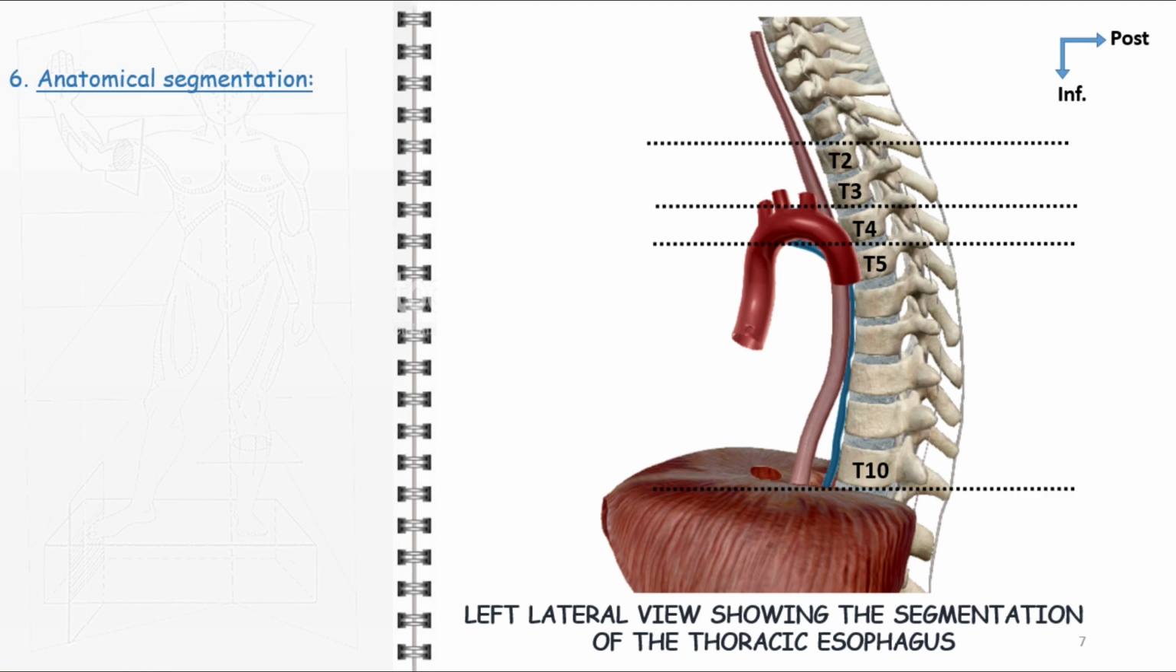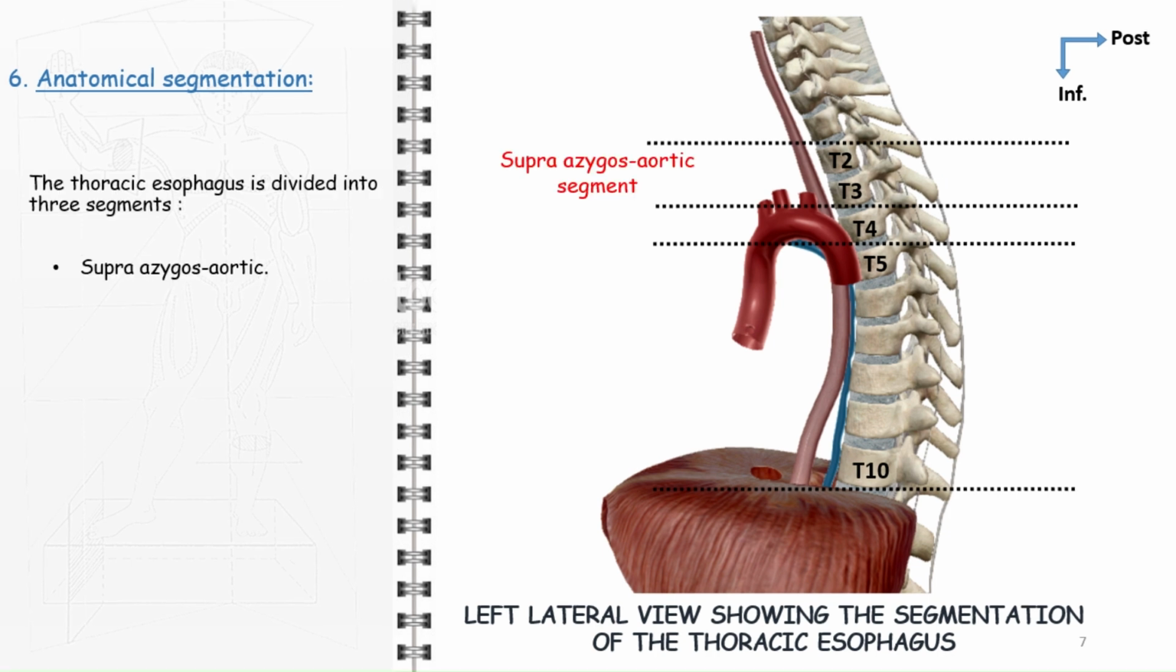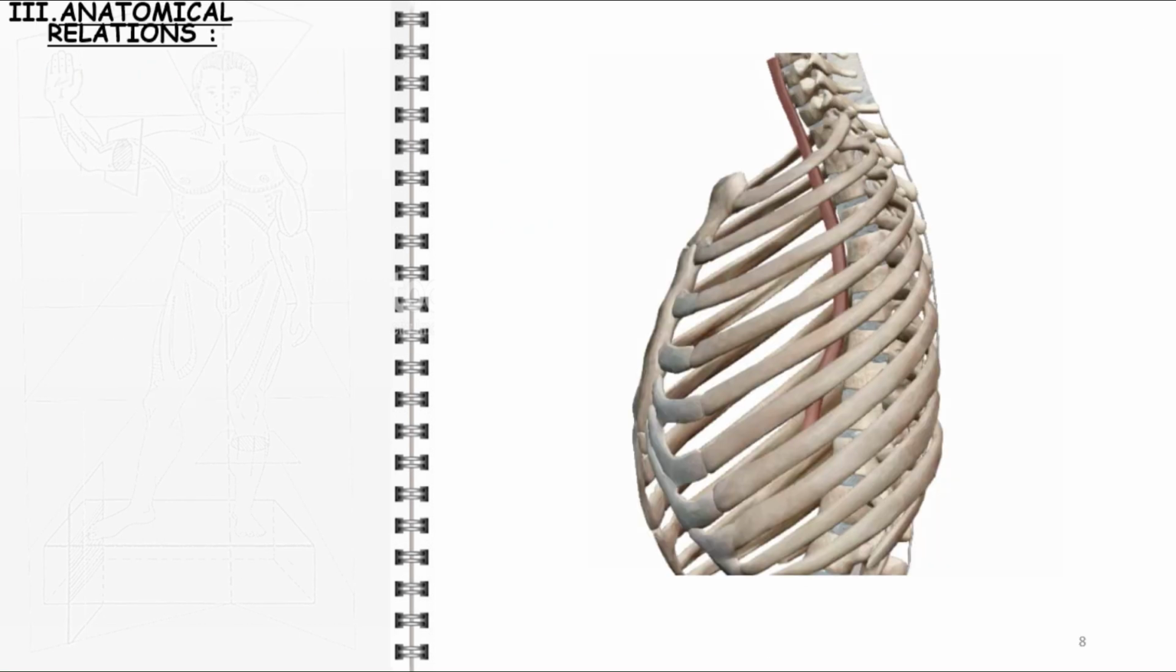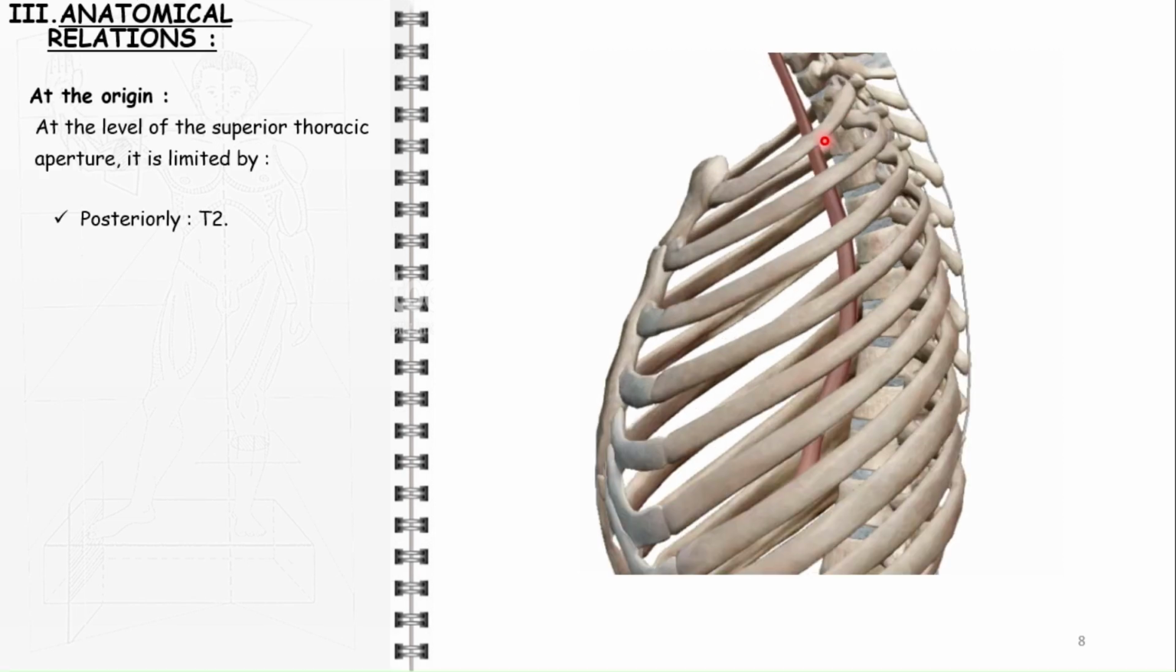Moving on to the anatomical segmentation of the thoracic esophagus. The thoracic esophagus is divided into 3 segments: a supra-azygos aortic segment, an inter-azygos aortic segment, and a sub-azygos aortic segment. Let's tackle now the anatomical relations of the thoracic esophagus. At its origin, at the level of the superior thoracic aperture, it is limited posteriorly by the second thoracic vertebra; anteriorly, the jugular notch of the sternum; and laterally, the first rib.